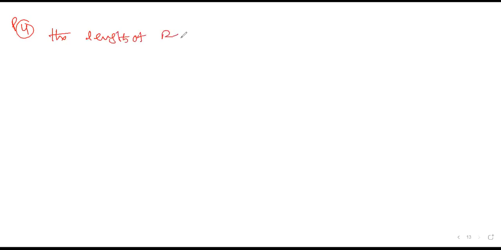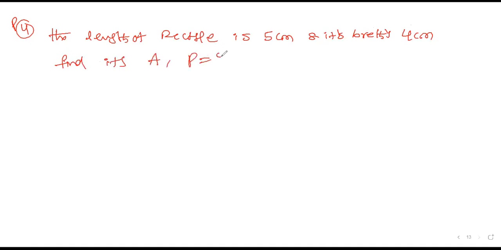The length of the rectangle is 5 centimeter and its breadth is 4 centimeter. Find its area and perimeter. So they mention the rectangle length and breadth, and they're asking the perimeter and area. Please draw the rectangle. The length is 5 centimeter, breadth is 4 centimeter. The longest one is length, the shortest one is breadth. That you have to know.